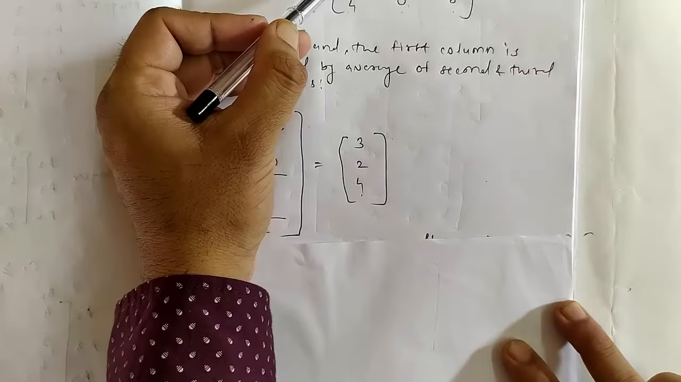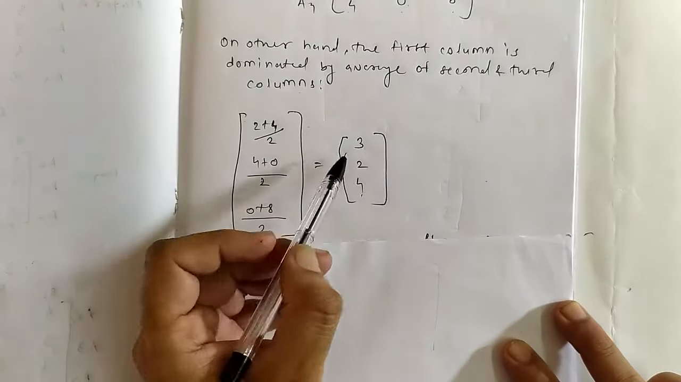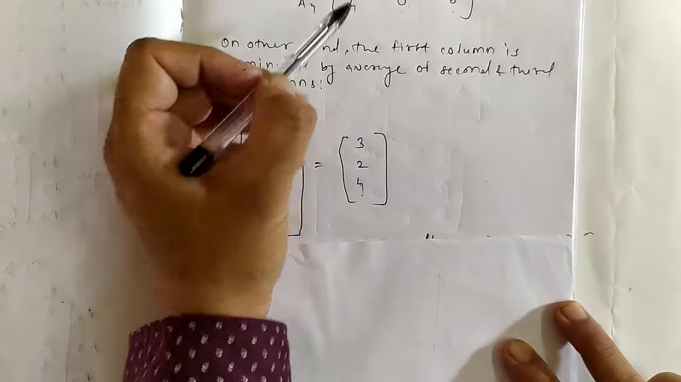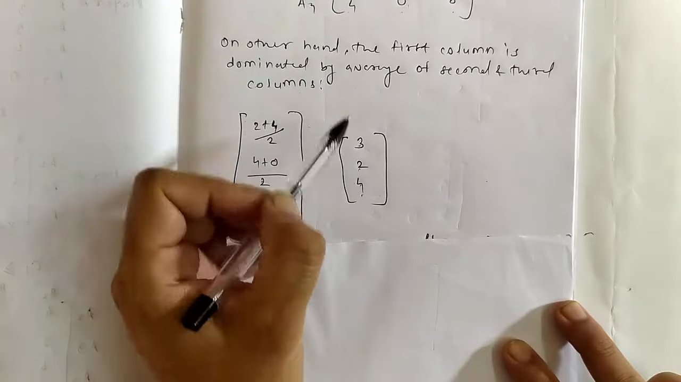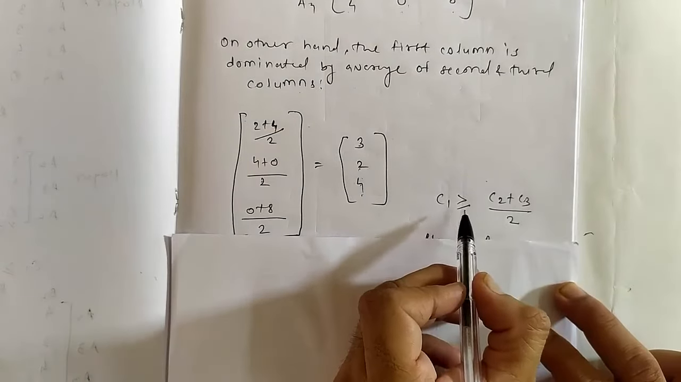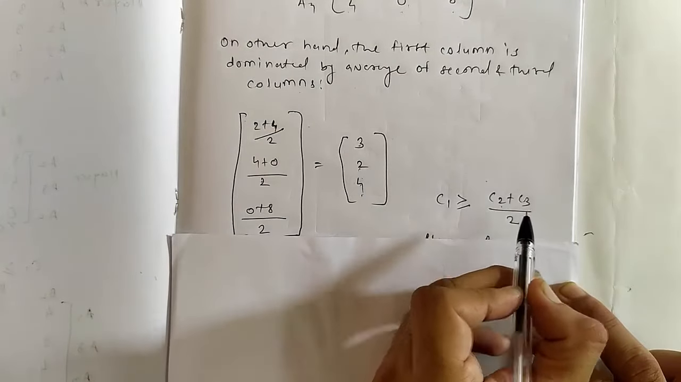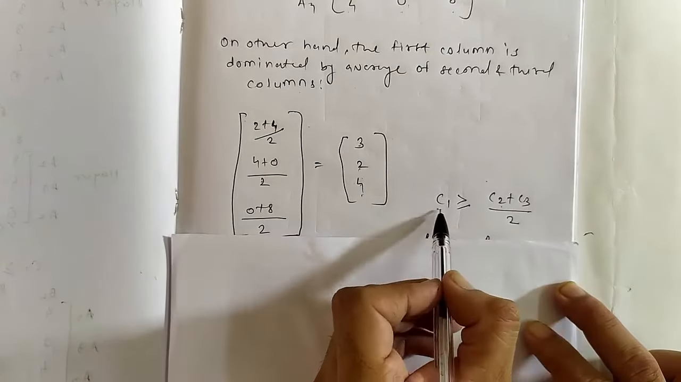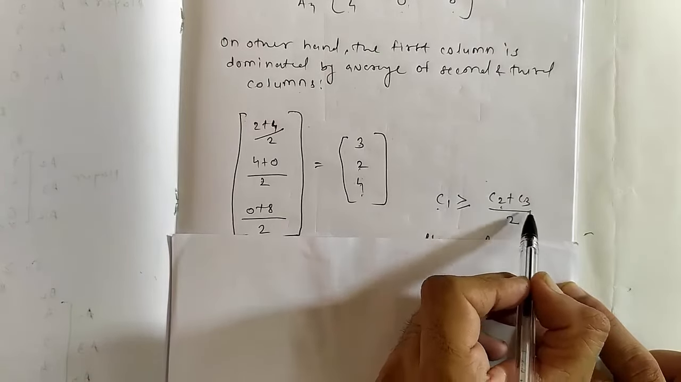Now the first column 4, 2, 4 is going to dominate 3, 2, 4. 4 is greater than 3, 2 is equal to 2 and 4 is equal to 4. Therefore here we can say that C1 is greater than or equal to the average of the second column and third column. Therefore C1 is dominating the average of the second column and third column.